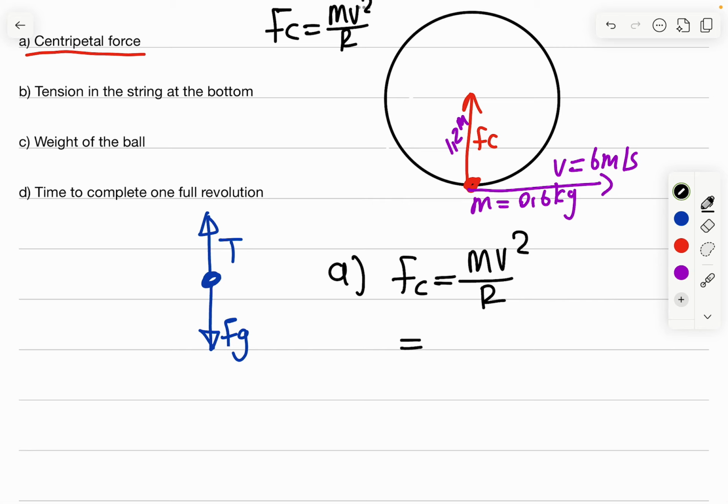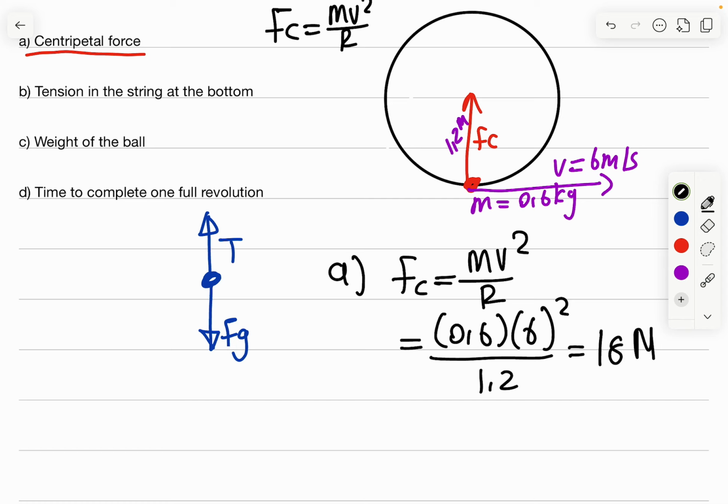What is the mass of the object? They gave us the mass is 0.6 kilogram. The velocity they say is 6 squared, divided by the radius 1.2. Let me fetch my calculator. When you hit your calculator, you are going to say 0.6 kilogram multiplied by 6 squared divided by 1.2. Then your answer is 18 newtons. So you are done with question letter A.